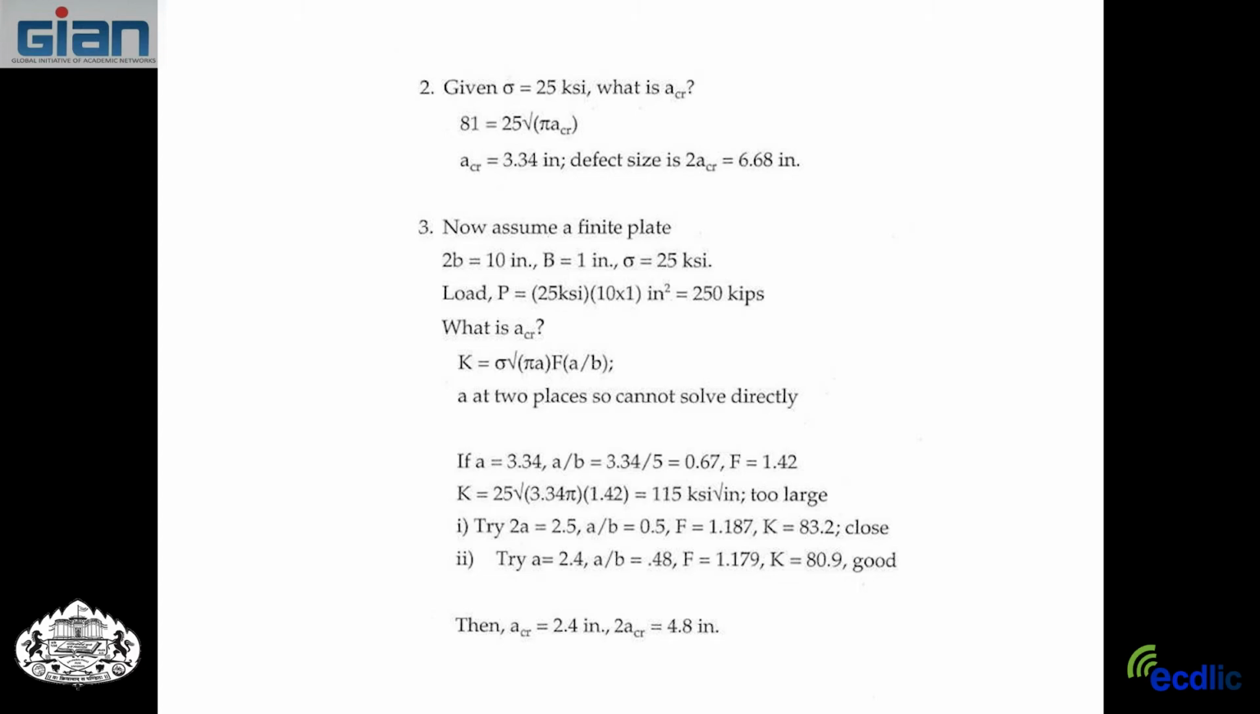So I picked 2.5. 2.5, A over B is 0.5. 0.5, 1.187 here, it's pretty easy to find that. K was 83.2. It's close, but it's still a little bit too high. So I backed off a little bit. A is 2.4. I have to interpolate to get the F, and I got 80.9. So 80.9 is good enough. You could keep trying until you get exactly, but that's good enough. So A critical is 2.4. The defect size, again, which is 2A, would be twice that, 4.8.